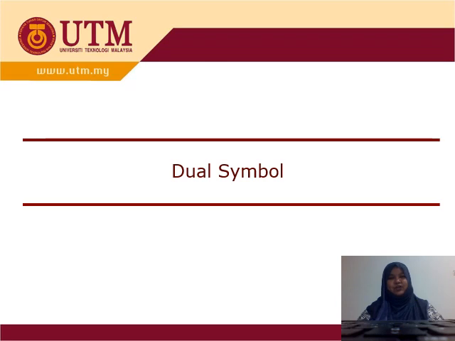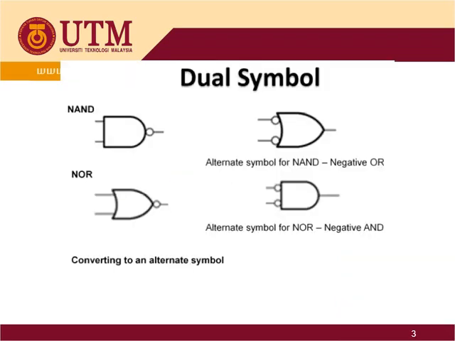In part 3, you are going to learn about dual symbol. Remember this from module 4? This is when we learn about De Morgan. There are physical gate and logical gate. In module 5, we call it dual symbol. NAND can be represented in a different way.